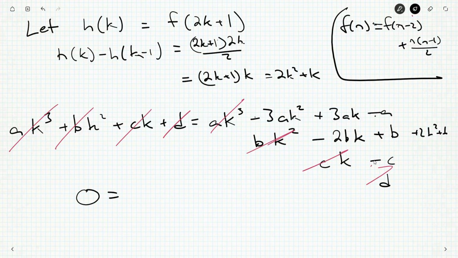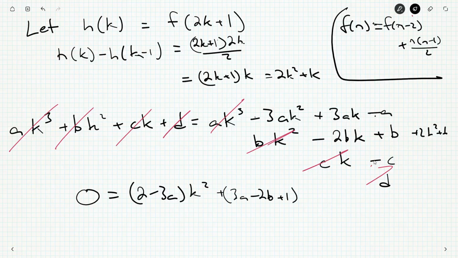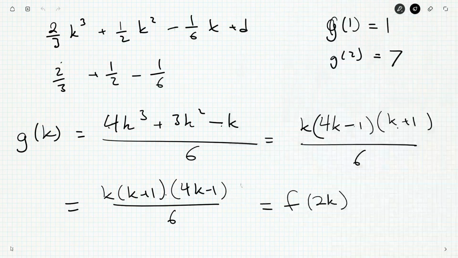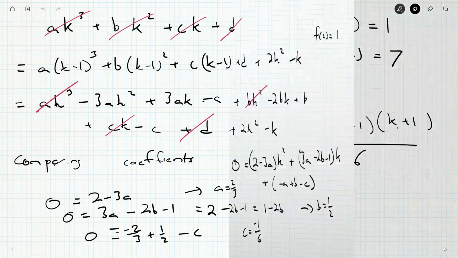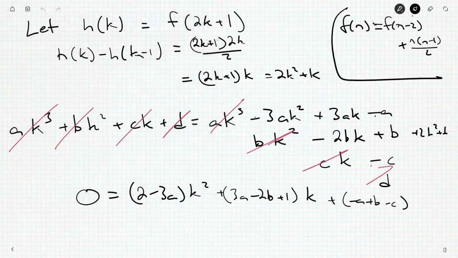So we've got 0 is equal to 2 minus 3ak squared again. But it's going to be a little different now. 3a minus 2b plus 1 instead of minus 1. Okay. And then plus negative a plus b minus c. And this is different than the last one, right? Yeah, because that was minus 1, 2b minus 1. So that should alter what we get.